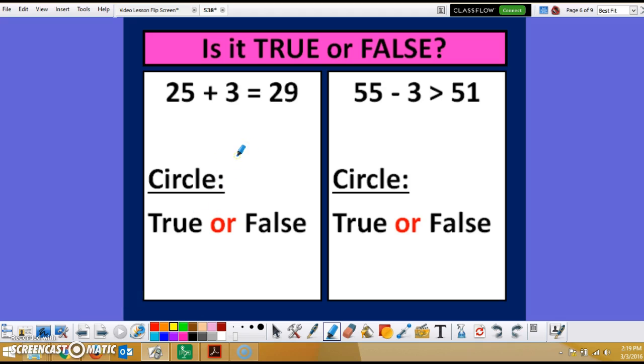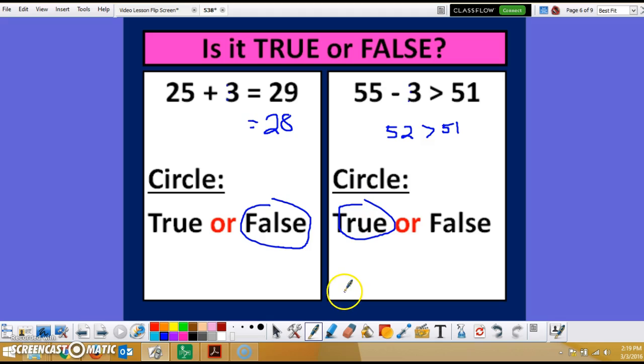Let's take a look at these two number sentences and see if they are true or false. 25 plus 3 is 29. Well, if you use your touch points, 25, 26, 27, 28, you know that this first one is false. And the second one is trying to see if 55 minus 3 is greater than 51. Well, you'd have to subtract 55 minus 3 first. 54, 53, 52. And is 52 greater than 51? It is. And these are examples of number sentences. And we see these types of examples every day in our math world.